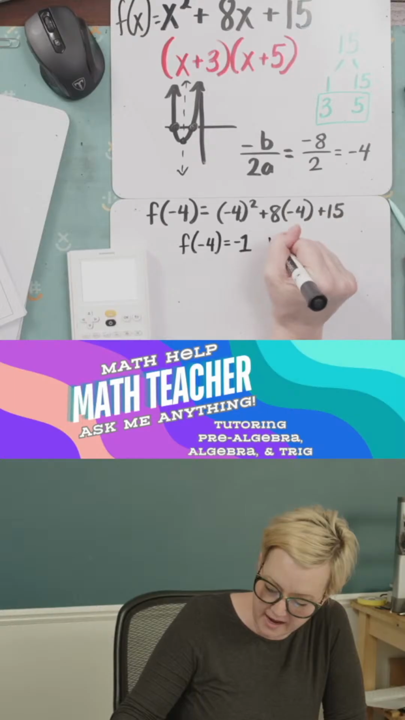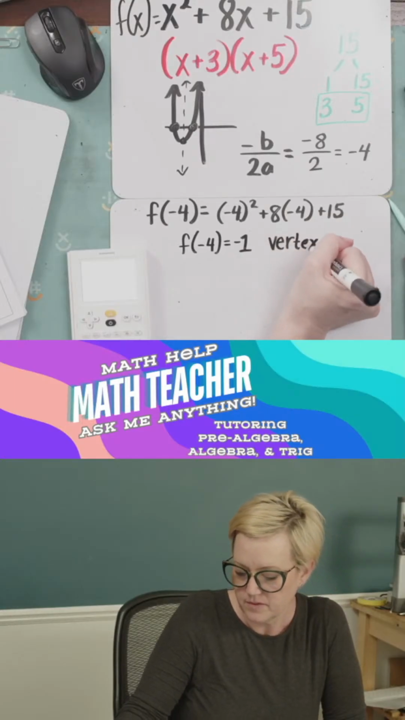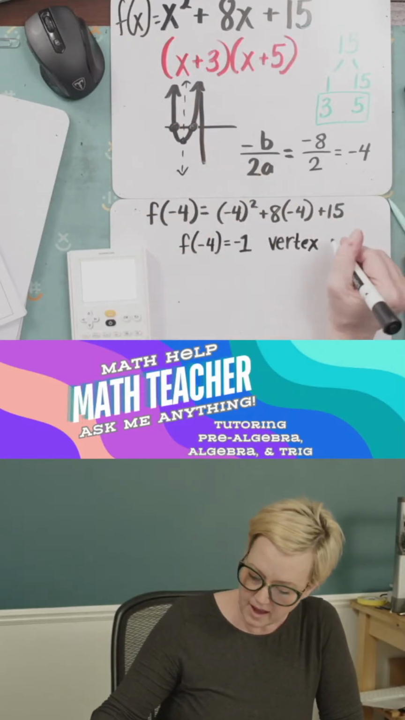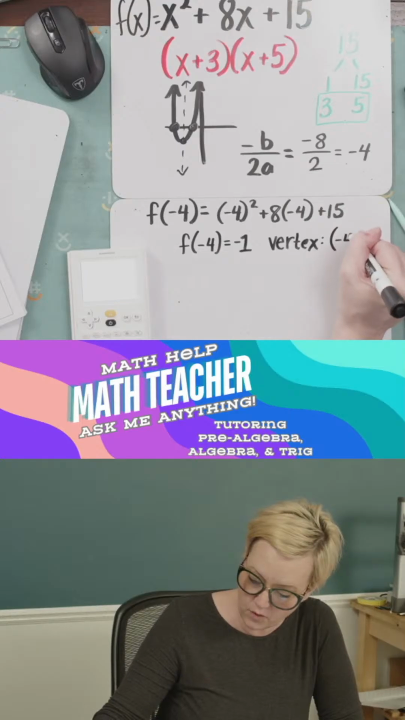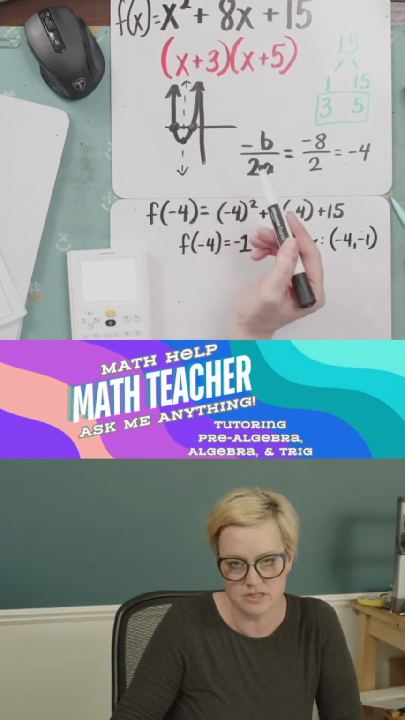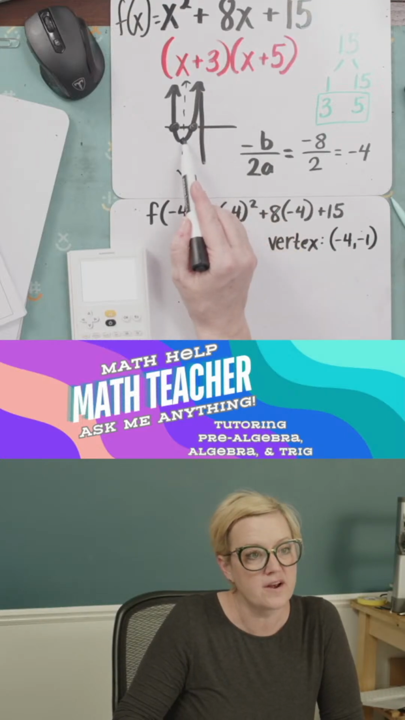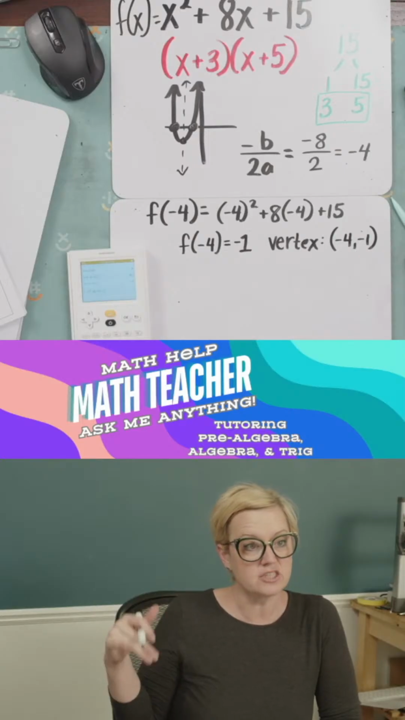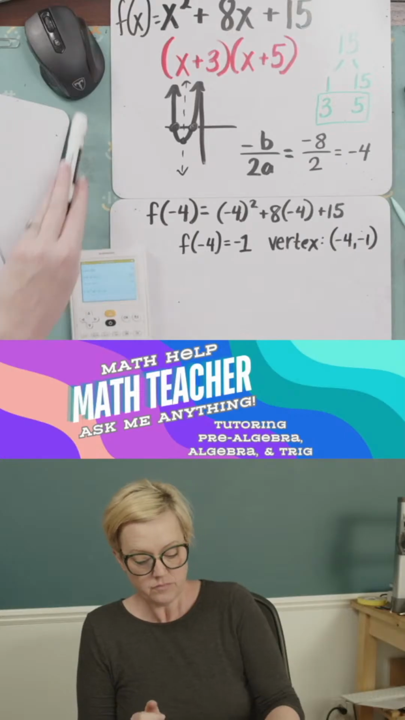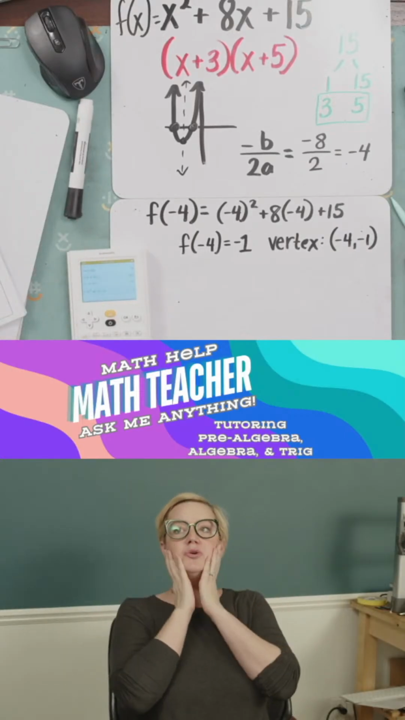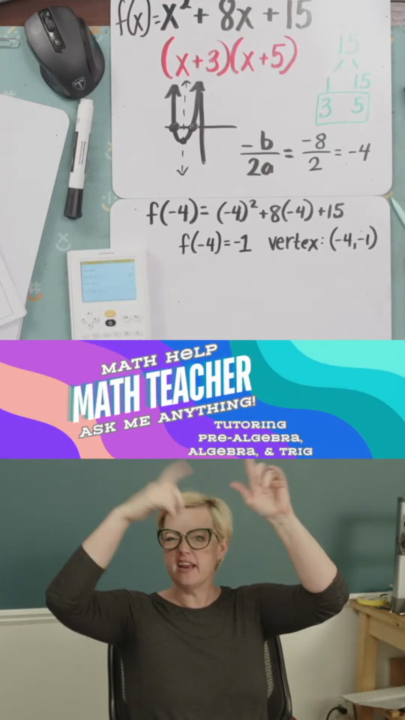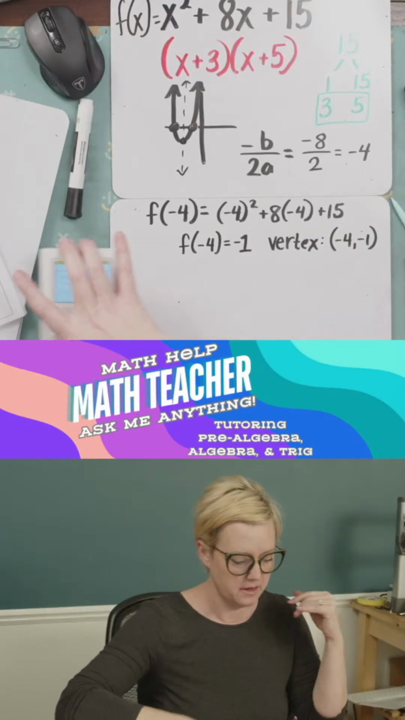So f of -4 equals -1. My vertex, which is sort of like my little turn, the point where it starts going up, is -4, -1. So that's this point right here. Obviously not drawn to scale, right? It was just a quick sketch. So -4, -1. And then I can make a little t-chart with x and y, where I find a couple of points on either side and then just graph those.